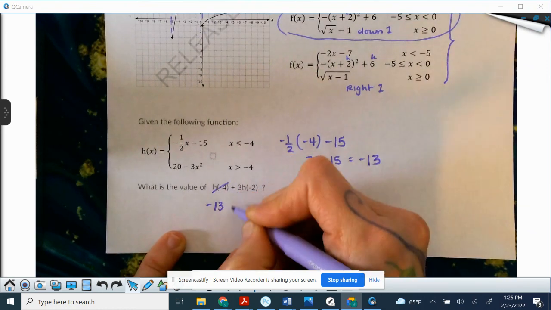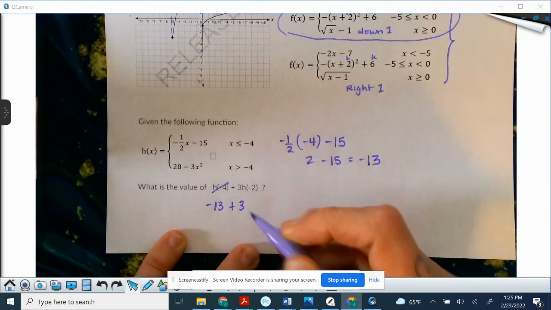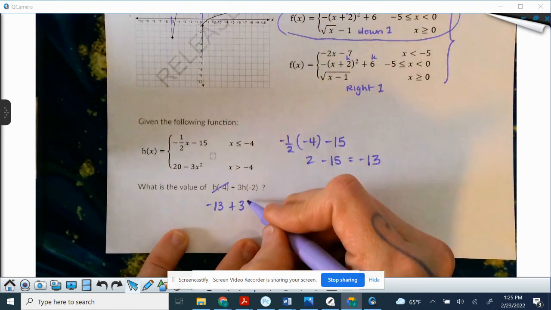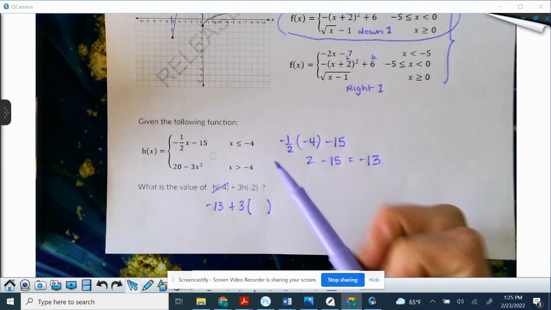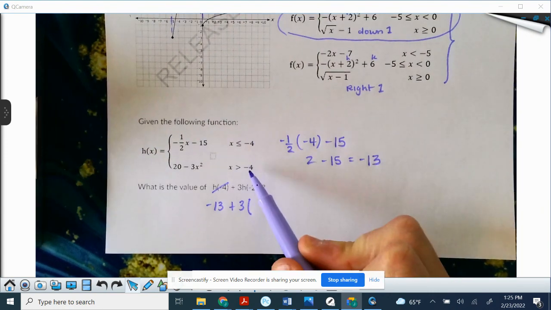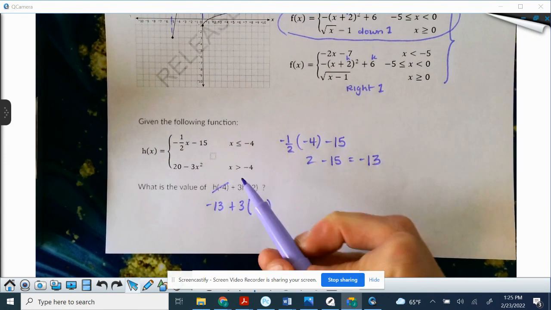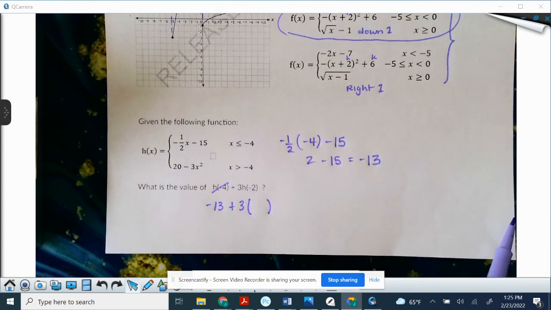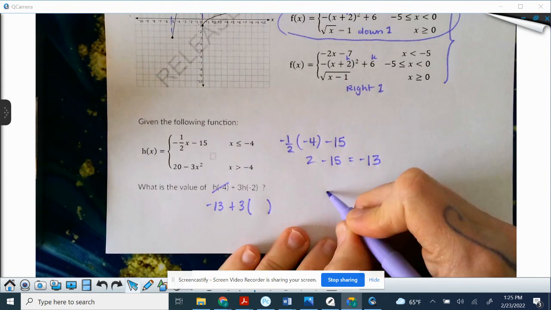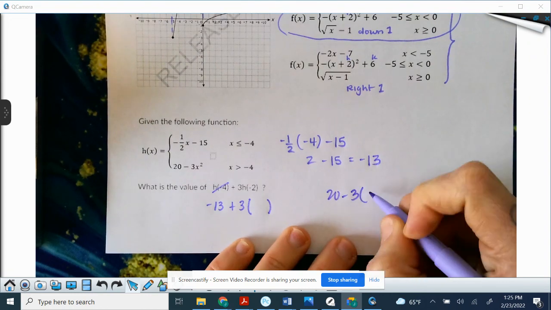Bring down my plus. I'm going to multiply h of -2 by 3. So we'll figure out what h of -2 is. So you have to decide, is -2 less than -4 or greater than -4? Because hopefully we know it's not equal to. It is greater than -4 because it is moving to the right on the number line. So then we're going to take 20 minus 3 times the -2 squared.